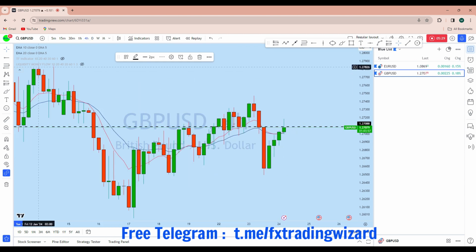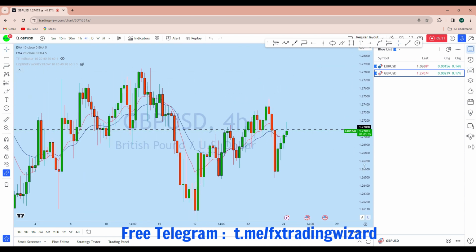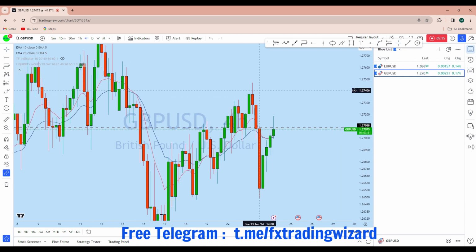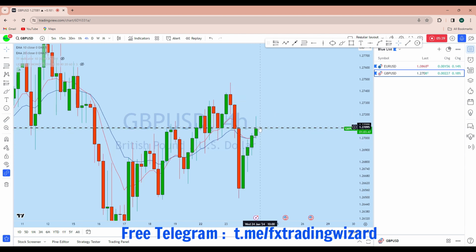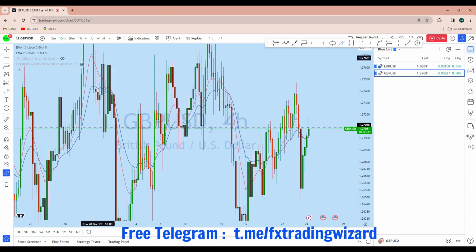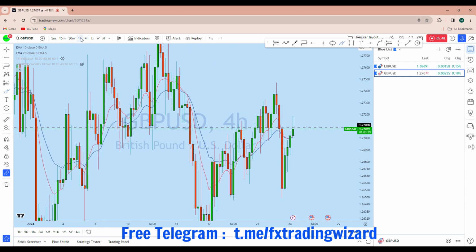Now from the lower time frame perspective on GBPUSD, we can see that there is a move here so far after this strong impulse followed by a correction. And what we can expect on GBPUSD is for the price to drop down to create a new lower low. So with that being said, let's look at the 1 hour chart.